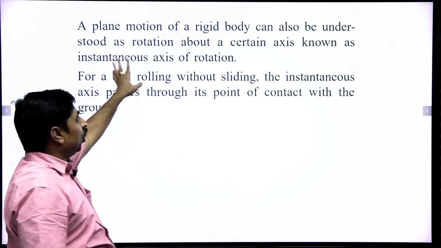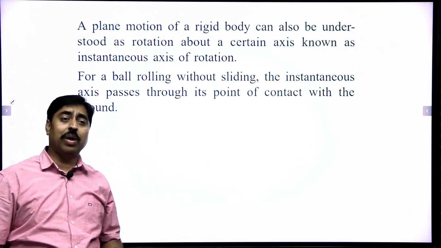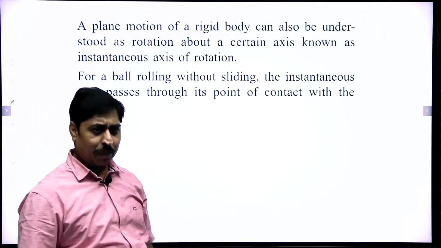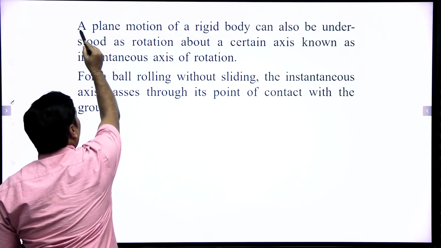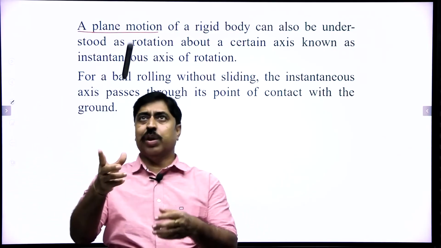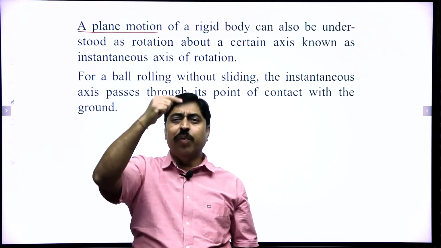ओके, प्लेन मोशन ऑफ ए रिजिड बॉडी कैन ऑल्सो बी अंडरस्टूड एज रोटेशन अबाउट ए सर्टेन एक्सिस known as instantaneous axis of rotation. Plane motion. Plane motion of a rigid body means, well, जैसे ये motion है, each and every particle of this rigid body is moving in one plane.